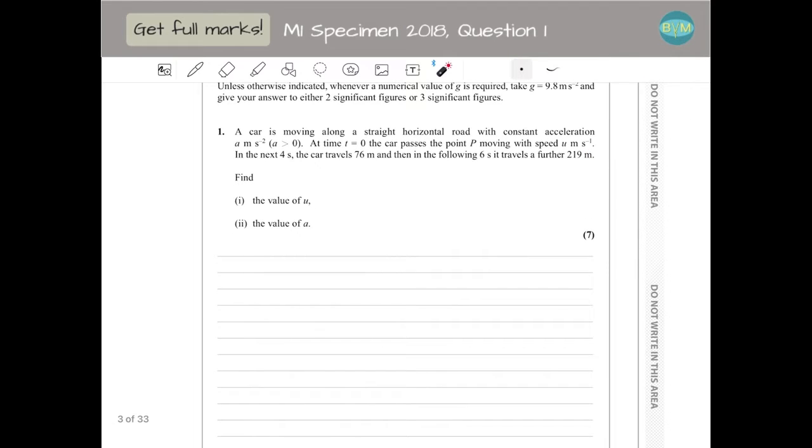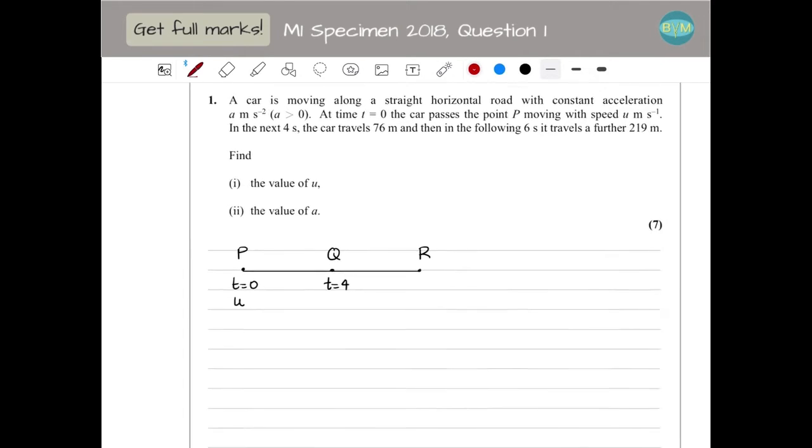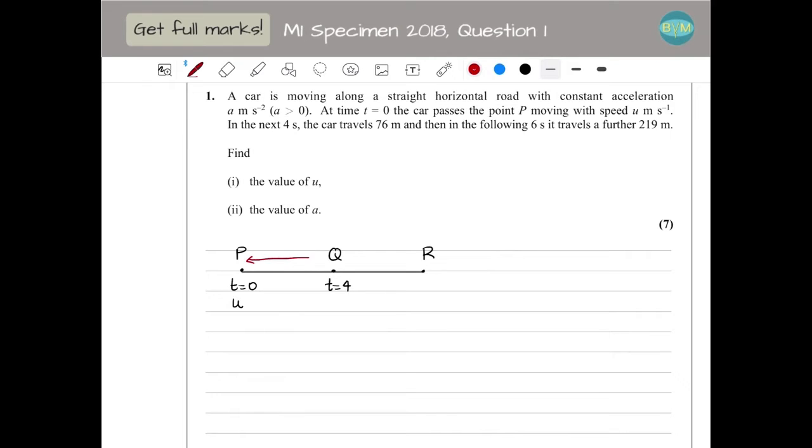So let me show you with a quick sketch what you have. You have your car at P, and it's just moving along a straight road. I'm going to call this Q and R. They don't give me any more letters, but it doesn't matter. So when t is 0, the car is at P, and the initial velocity is u, but it's not given. Then after 4 seconds, so when t is 4, the car is at Q, and it has moved 76 meters. So this distance here is 76 meters.